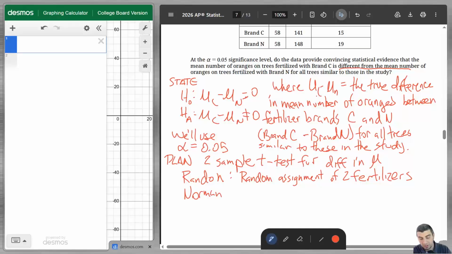And for the normal condition, the sample size of brand C is equal to the sample size of brand N, which is 50, which is greater than or equal to 30. So the central limit theorem applies. Now, one common mistake students make is they will write the conditions down and put a check mark, but not specifically state how those conditions are met.